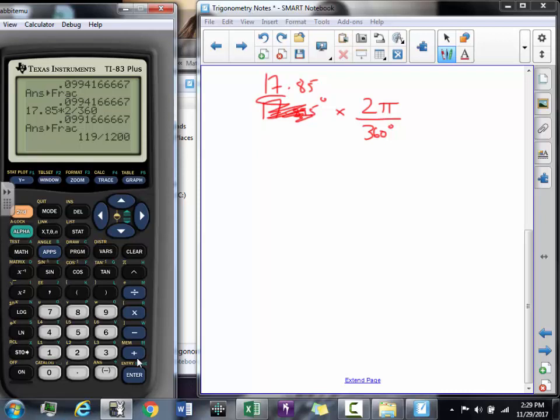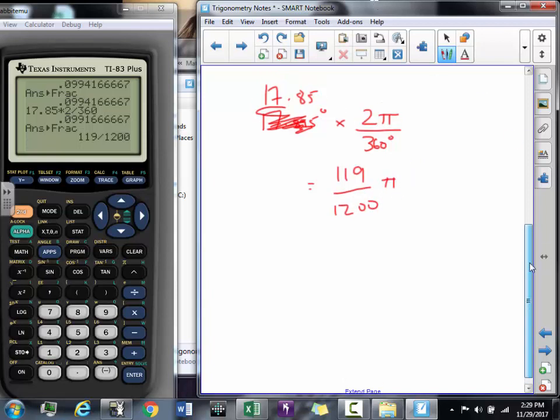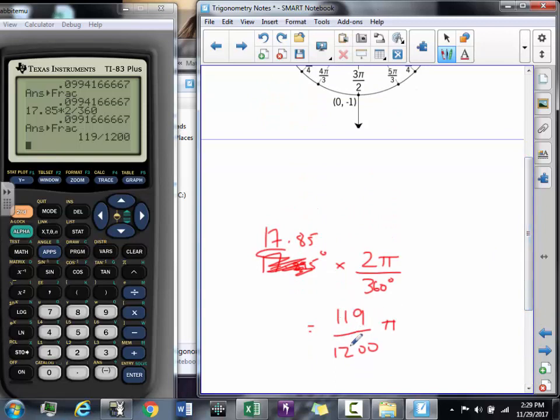The only reason your calculator didn't do it is because after a certain point, it gives up and doesn't want to handle a fraction that's too large. What we could then say is that this is 119 over 1200 pi as a fraction. And we could then go back to the circle and try to figure out, well, what is 119 out of 1200?